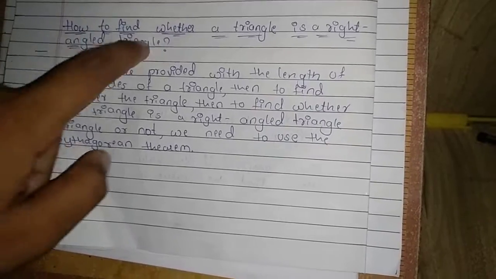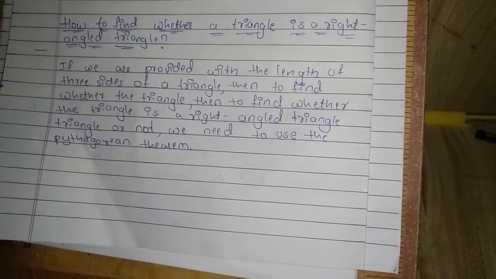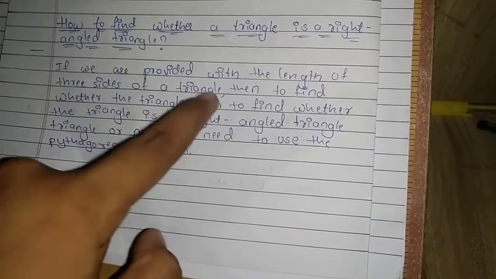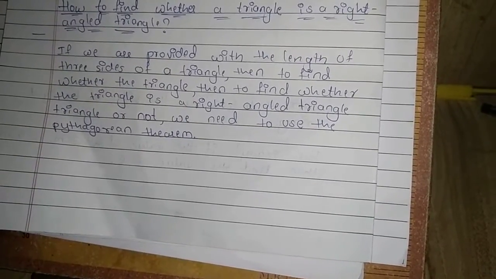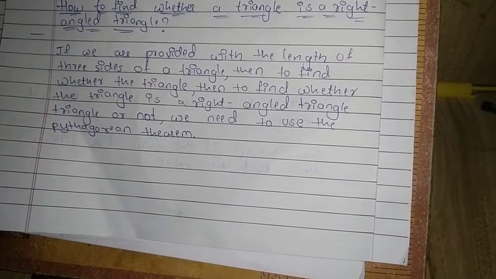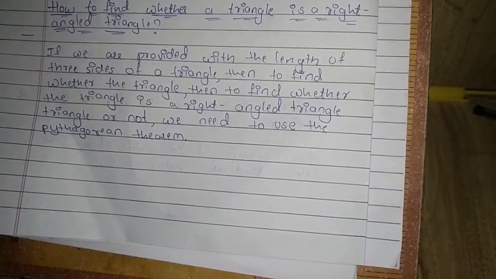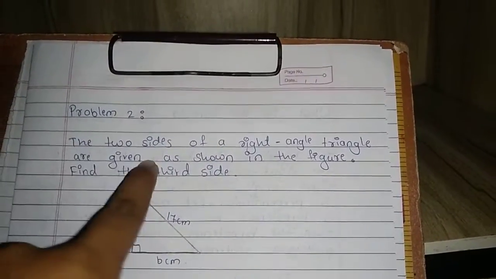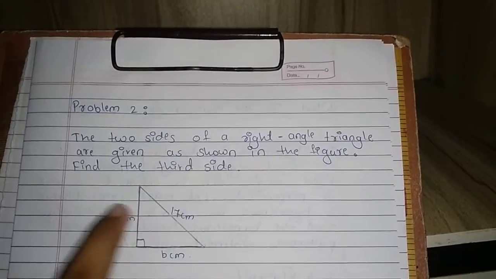Okay, how to find whether a triangle is a right angle triangle? How can we prove it? If we are provided with the lengths of the 3 sides of a triangle, to find whether the triangle is a right angle triangle or not, we need to use the Pythagoras theorem. See, two sides of the right angle triangle are given as shown in the figure. We have to find the third side.